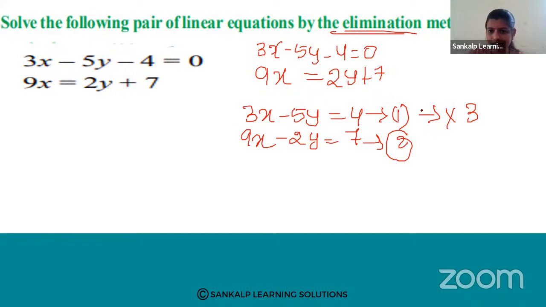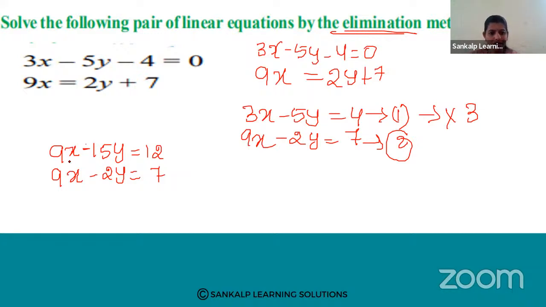What happens? When you multiply this equation by 3, 3 into 3, it is 9x, minus 5 3s are 15y is equal to 4 3s are 12. So the second equation is 9x minus 2y is equal to 7. Now observe here, here also plus is there, here also plus is there. When the signs are same, we cannot eliminate, we cannot cancel. So we need to change the signs.